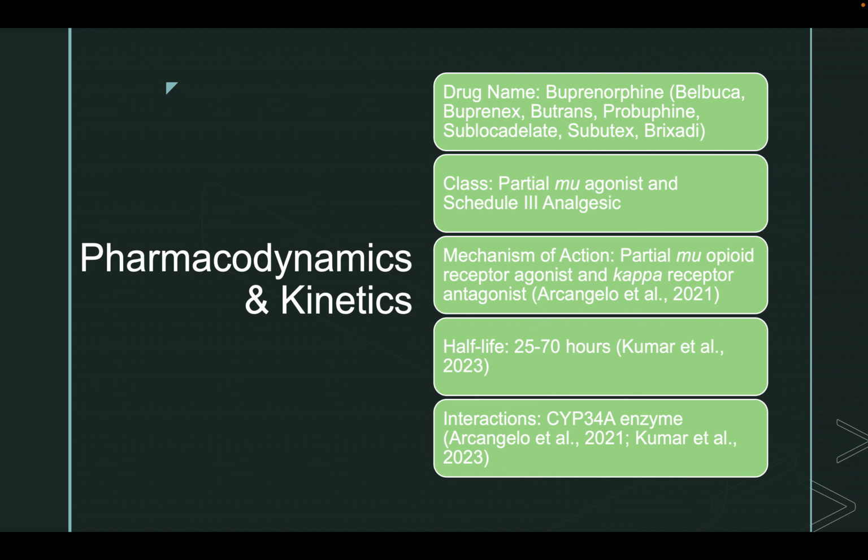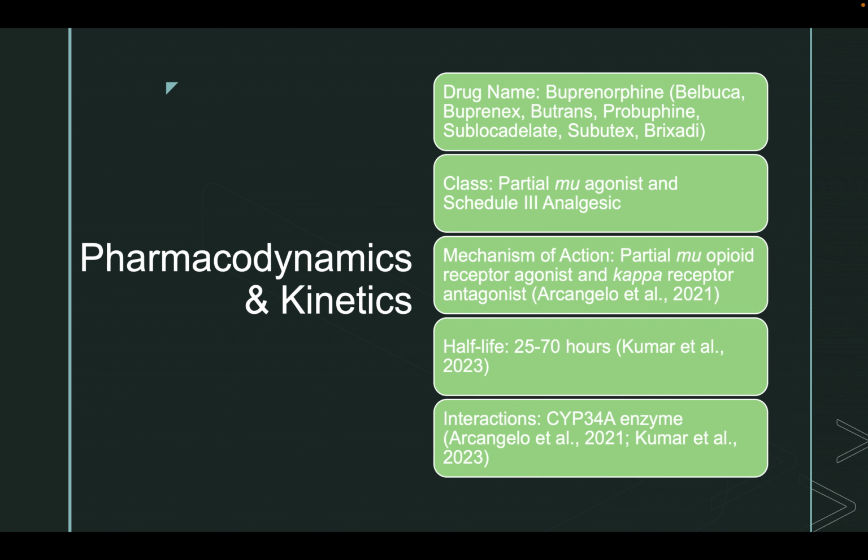Buprenorphine, it's a mu and kappa receptor agonist and antagonist combination. So it creates an analgesic effect like other full mu agonists or opioids, but it has a ceiling at the kappa receptor, which decreases the respiratory depression and euphoric effects. On average, its half-life is 38 hours for higher doses and 12 to 24 for lower doses. So I had to include this very large half-life of 25 to 70 hours on the slide.